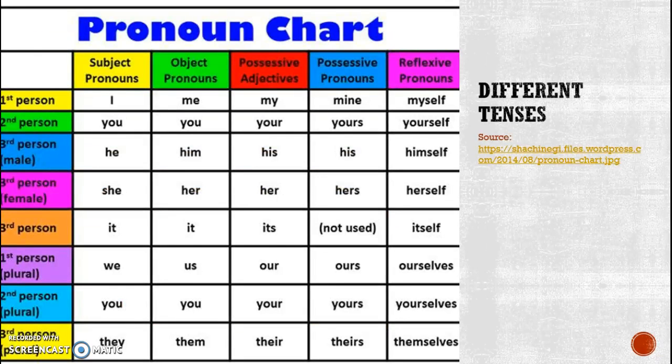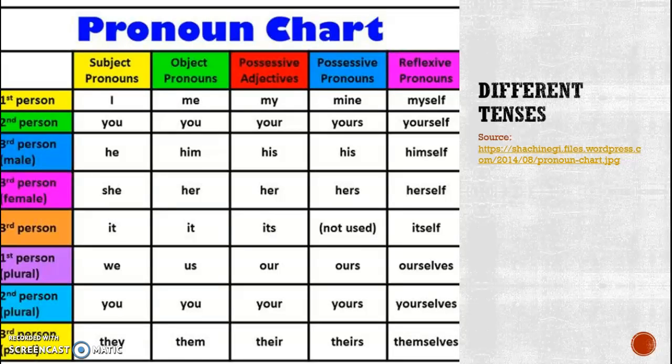This is a pronoun chart that shows how to use the correct pronouns for different persons. Down the left-hand side of the chart, you see first person, then second, and third person male, third person female, third person, first person plural, second person plural, third person plural. And then across the top, going to the right, it goes subject pronouns, object pronouns, possessive adjectives, possessive pronouns, reflexive pronouns. As you can see, if you go through each row, let's go through a few of them.